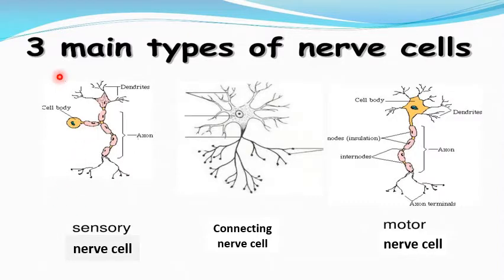Here you can observe three main types of nerve cells or nerves. Now you can see that all are thin, long, and fiber-like structures. But they are different from one another, and their functions are also different. They are named sensory nerve cell, connecting nerve cell, and motor nerve cell. Let's discuss them one by one in detail.